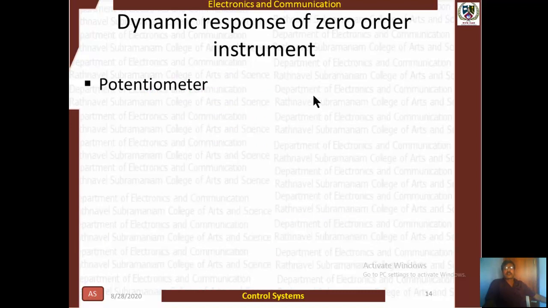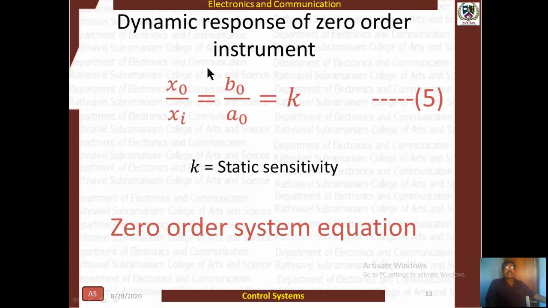An example of a zero order instrument is the potentiometer. While writing a mathematical model of a potentiometer, it is equivalent to the equation x0 by xi is equal to b0 by a0.